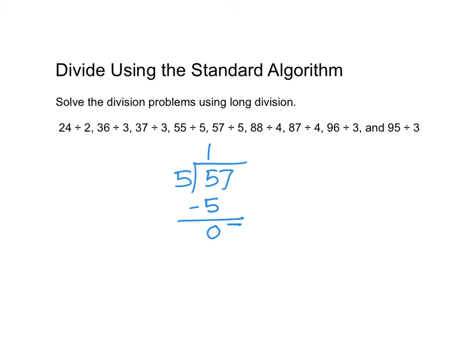Bring that 7 down. And now we're going to divide, well, how many times does 5 go into 7 tens? So 7 tens divided by 5 is 1 again, because we know it's 5, but it's not up to 10. 1 times 5 is 5. But this time when we subtract, we have 2 left over. 2 is less than 5, so we know that is our remainder. So our answer there, 11, remainder 2.